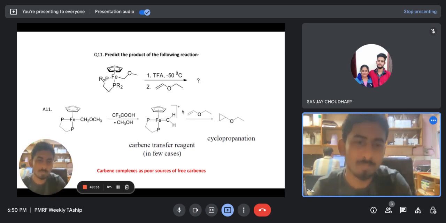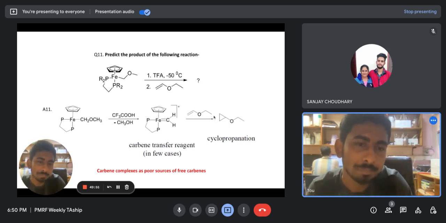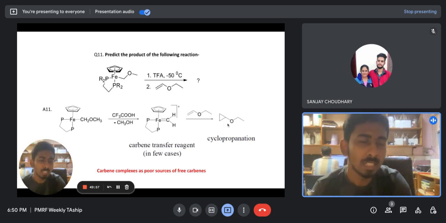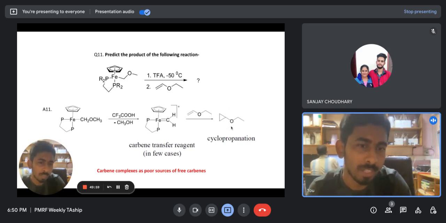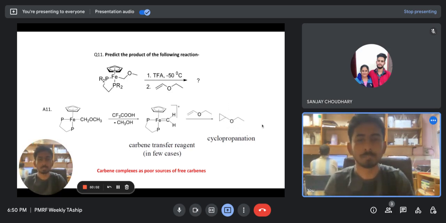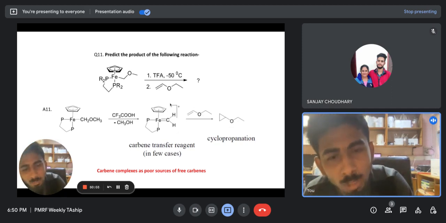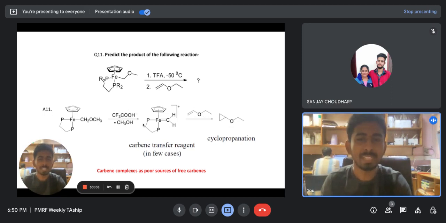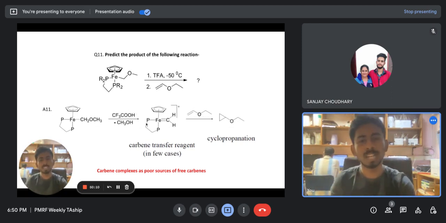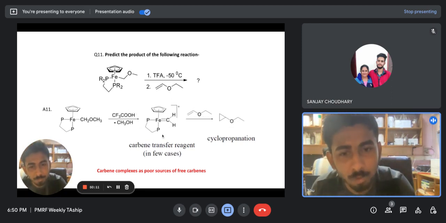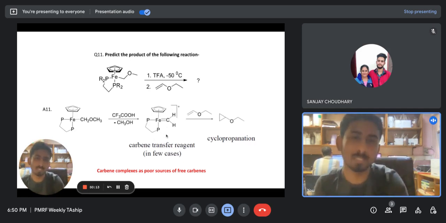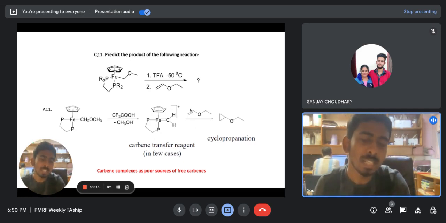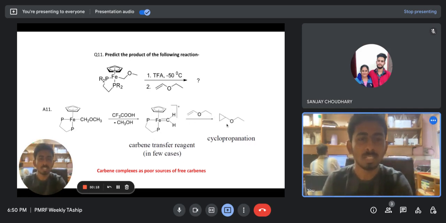So from this vinyl ethyl ether, they have this cyclopropanated moiety. Here, by protonating this CH2OCH3 group with TFA, liberating methanol, forming this carbene transfer reagent, and capturing it with vinyl ethyl ether, they go through a cyclopropanation reaction.